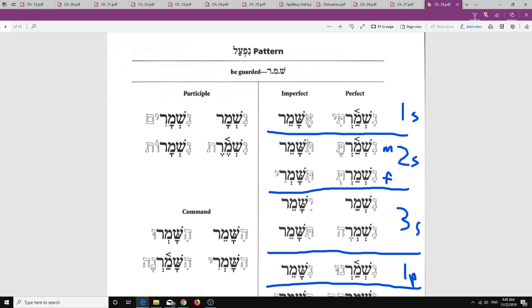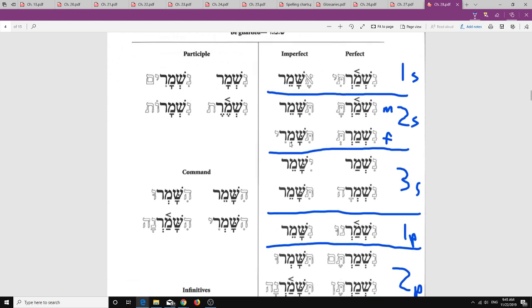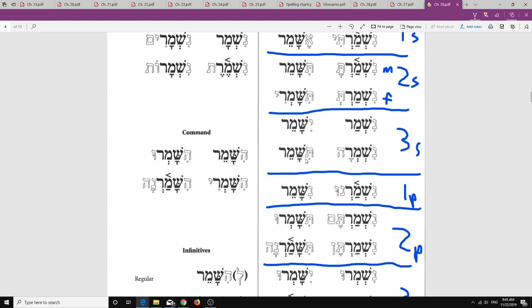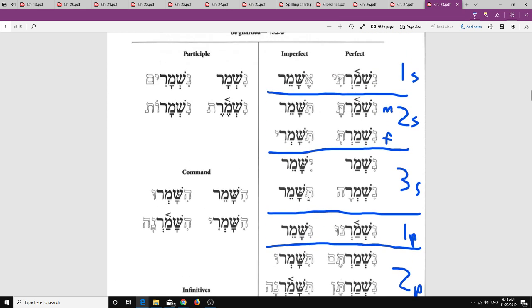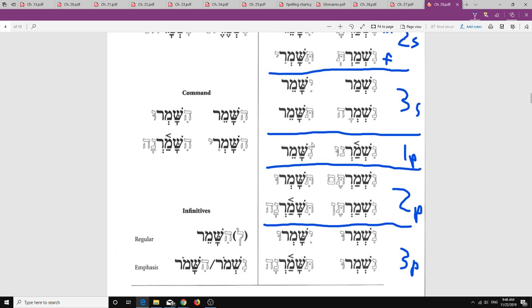Tishamer, you will be guarded. Tishamri, you will be guarded. Yishamer, he will be guarded. Tishamer, she will be guarded. Again, kind of typical that our three FS and two MS are the same form here. Probably don't need to point that out, just felt like it, I guess.